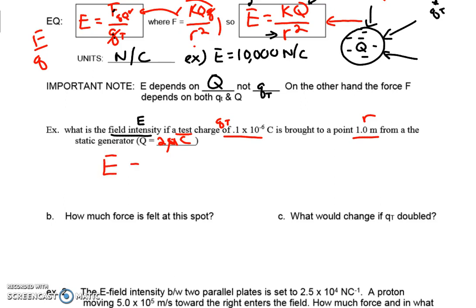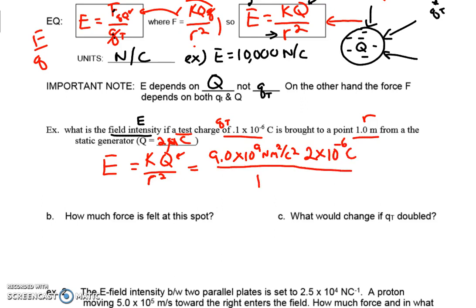So I'd say the field intensity is K, big Q, all over R squared. Notice there's no little q here. We're not looking for force. We're just looking for intensity due to this guy only. It's only its contribution. So K is 9.0 times 10 to the 9th newton meters squared per coulomb squared times big Q, which we said is 2 microcoulombs. So I have to change micro to 10 to the negative 6th coulombs, and divide by 1.0 meter quantity squared. The denominator is easy because it's just 1.